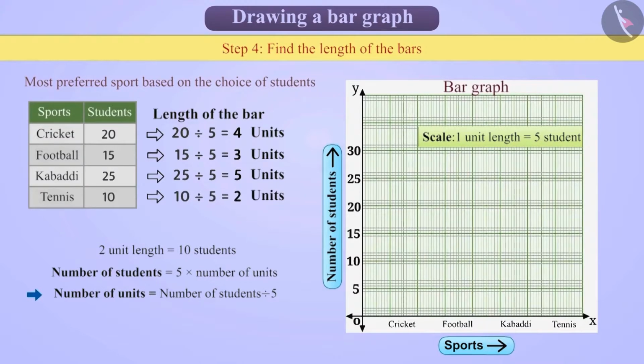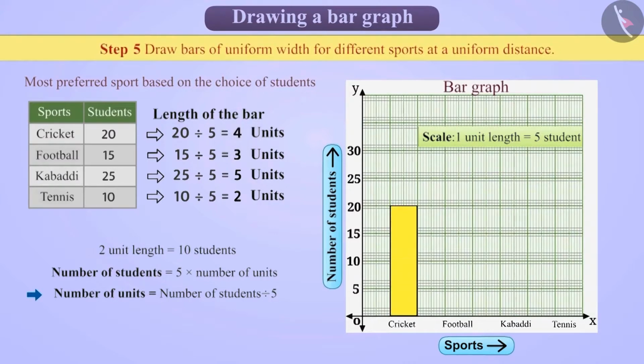Step 5. Now we will draw the bars of uniform width for different sports at a uniform distance. For instance, for cricket, we will draw a bar of 4-unit length. Next, for football, we will draw a 3-unit length bar of the same width, keeping uniform distance. Can you tell us how will we draw a bar for Kabaddi? Think for a while.